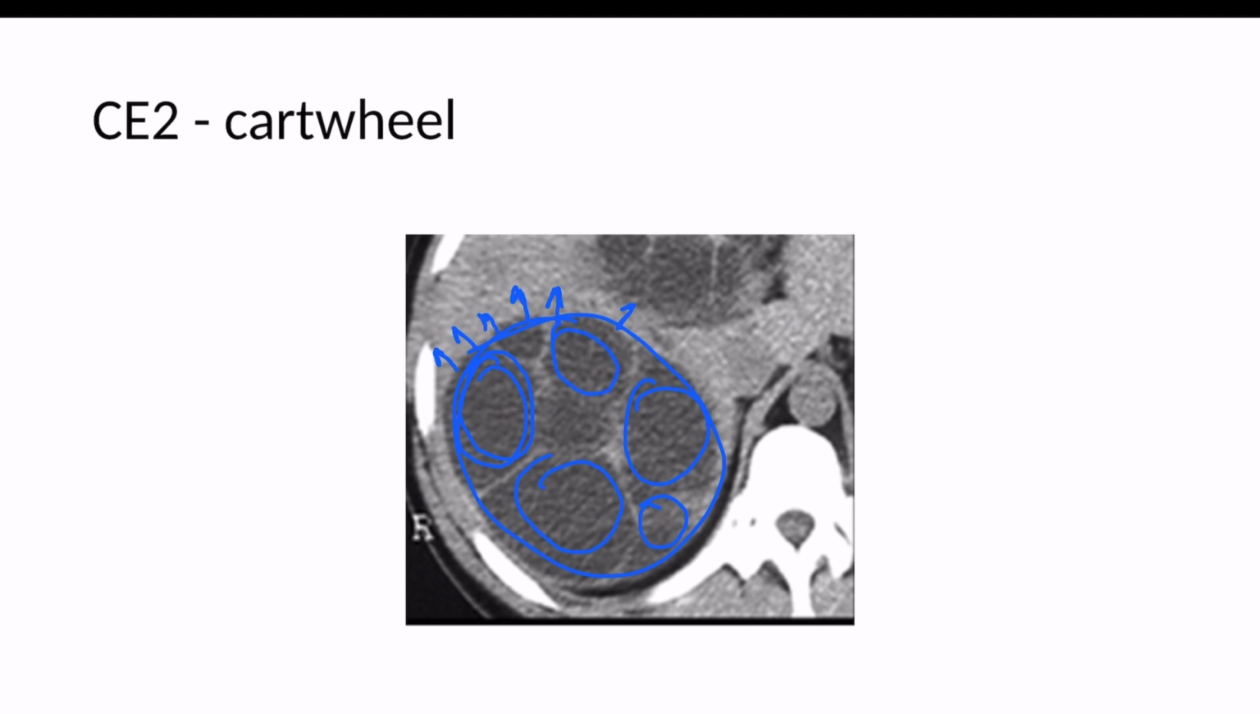So these daughter cysts give rise to a spoke wheel pattern or rosette pattern, or you can also get a cartwheel pattern. This is the C2 stage. This is a very infective stage.